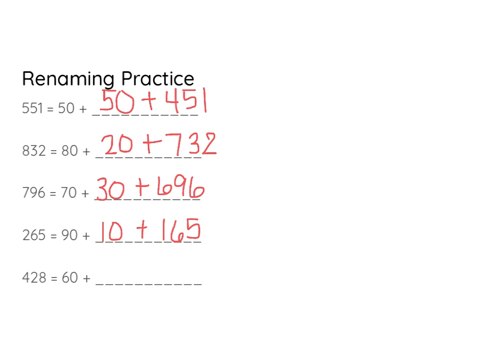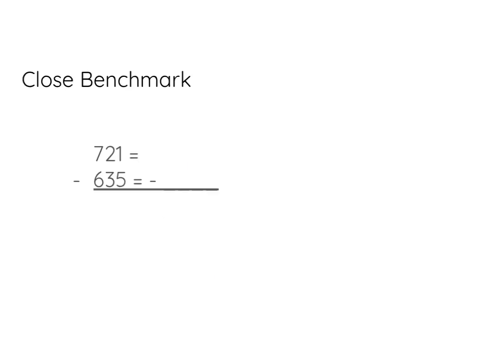428 has a 60, needs a 40 to get to 100, and then 328. How did you do on all those renaming? Again, you don't want to keep all that in your head. That would be too big a numbers. All right, let's practice. First, we're going to do this problem with the close benchmark. So on the bottom, I will put 635. Notice I'm now subtracting 3-digit numbers, which is so fun.